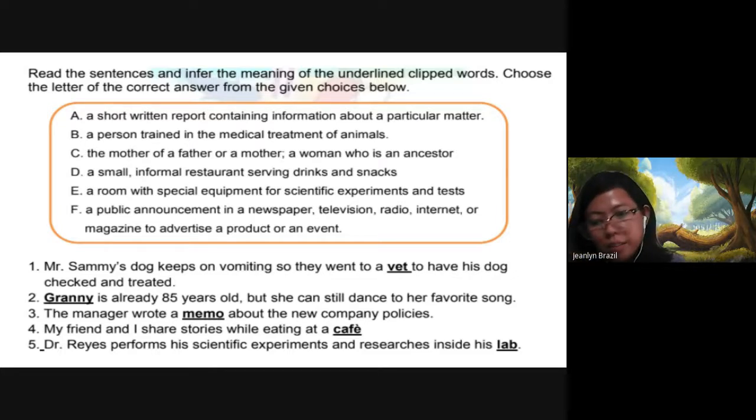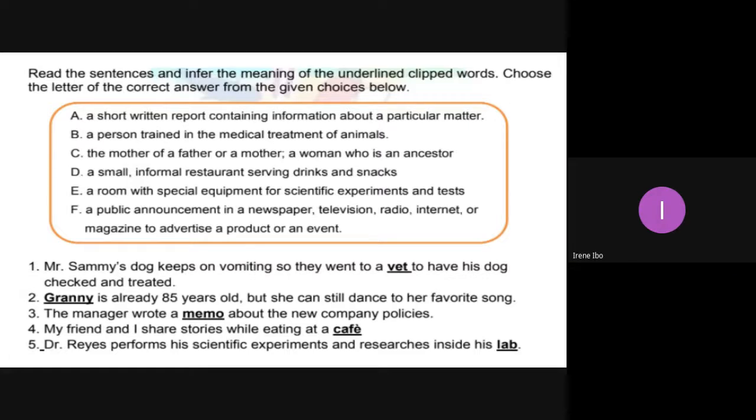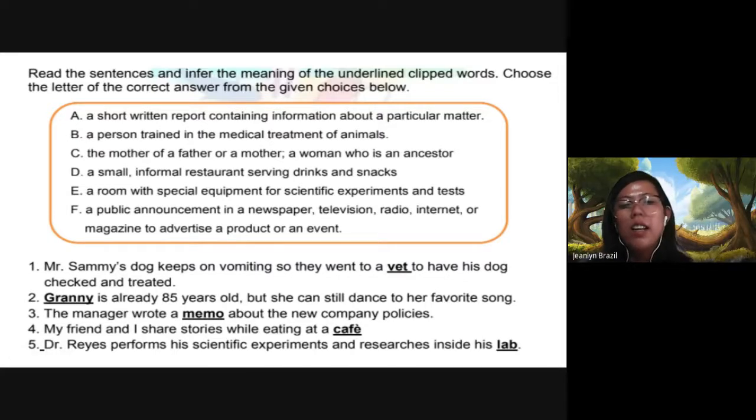Who wants to read letter F? Yes, Precious again. A public announcement in a newspaper, television, radio, internet, or magazine to advertise a product or an event. Okay, so this is a public announcement which can be seen in newspaper, television, radio, internet, and magazine. Okay, now we have here the following sentences. So determine or infer the meaning of the underlined clipped words by choosing your answer on the options that you have read a while ago.